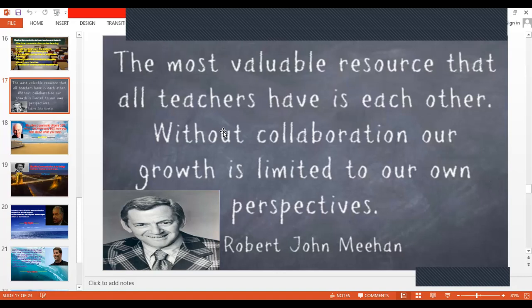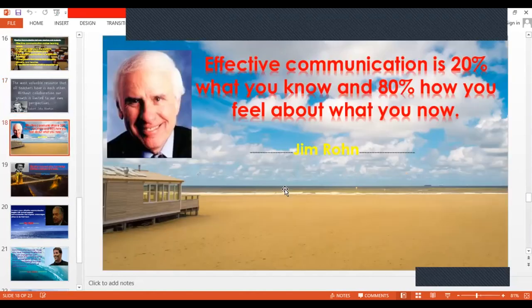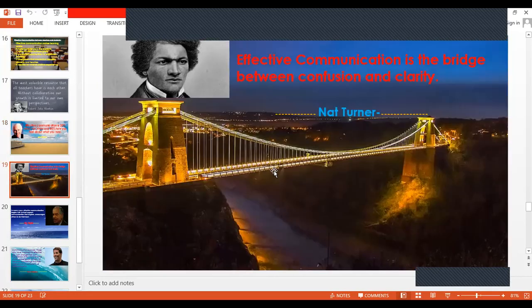Without collaboration, our growth is limited to our own perspectives. Yes, if we do not collaborate with each other, then we cannot have growth. Next is Jim Rohn. He has said, effective communication is 20% what you know and 80% how you feel about what you know. Next is Nat Turner. He has said, effective communication is the bridge between confusion and clarity.